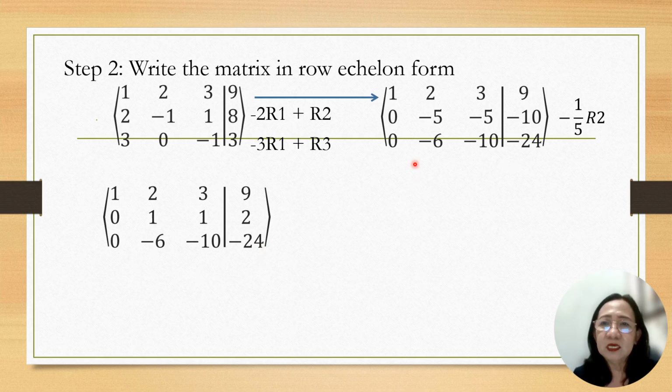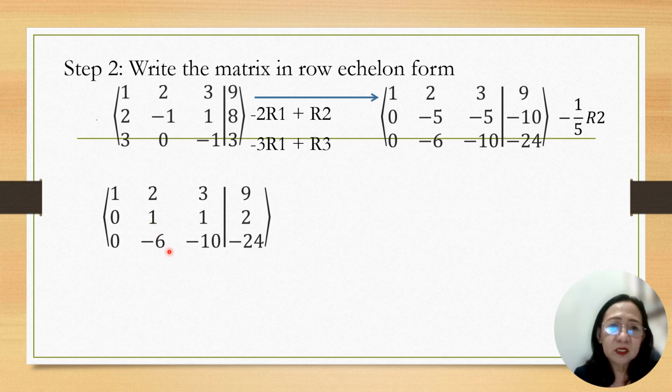So our concern is on the second row. So let us multiply. 0 times negative 1/5 is of course 0. Negative 5 times negative 1/5, that is now the same as negative 5 times 1, which is negative 5, divided by negative 5, that is now a positive 1. So similarly, negative 5 times negative 1/5 is 1. And then negative 10 times negative 1/5 is the same as negative 10 over negative 5 or positive 2. Okay, then this is our second pivot.